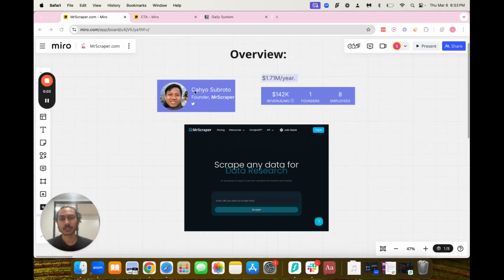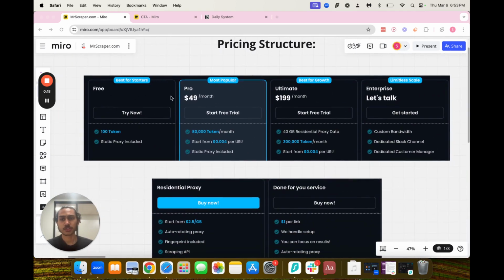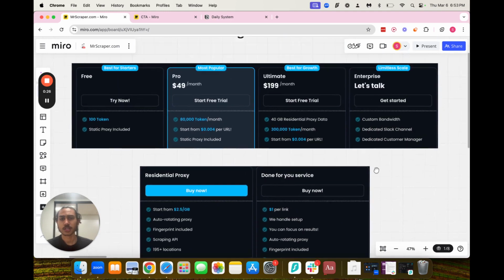MrScraper.com, made by Keho, 142K per month in revenue, 1.71 million in a year. This is what the front page of the website looks like. This is the pricing structure. So this is the monthly pricing structure right here. And then as you move down, they have non-subscription plans as well.